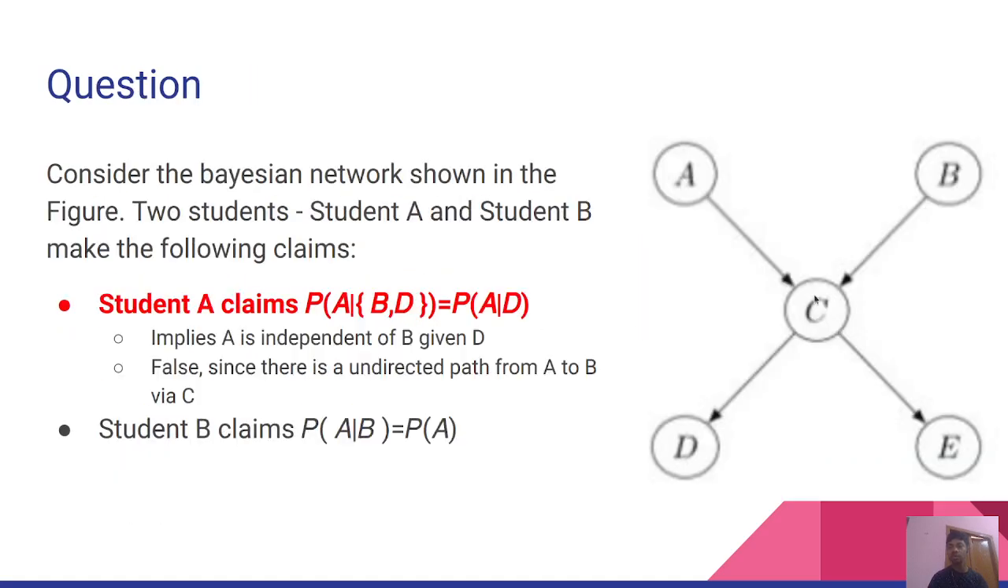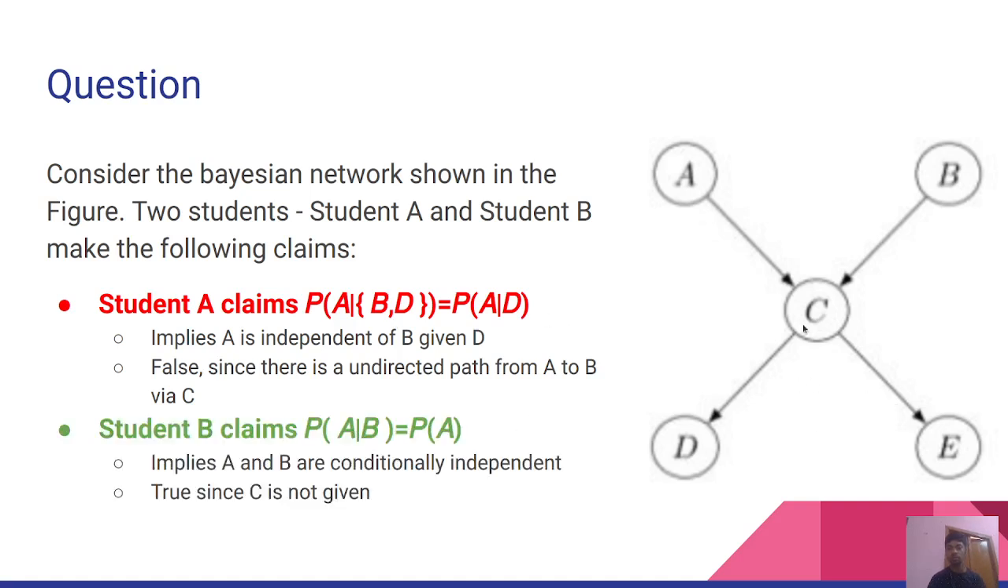Here, although C is not given, we have D given, and D is dependent upon C. So it is actually not really independent. That is why this one is false, but this one is true, because in this case C, D, E, none of them are given. So that is why P of A given B equals P of A.